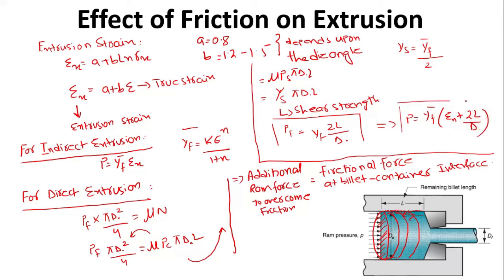So this is the complete expression for calculating the pressure in the direct extrusion process in the case of friction effects, where this 2L by D naught is due to the extra friction that is present at the interface of the container and the work part. So once you have the pressure, you can find out the force, that is F equals P into A naught, where P is the pressure. This is the extrusion force.